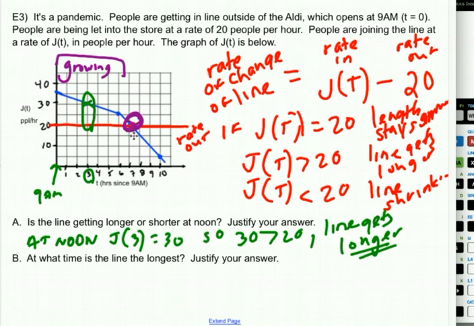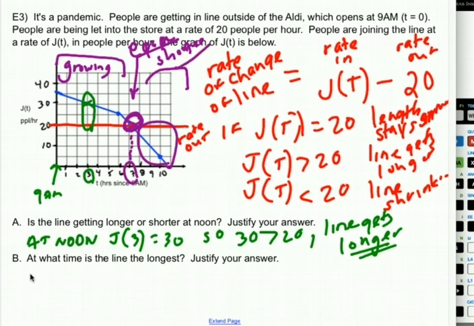At this moment, which would be 7 hours after opening, so that would be 4 p.m., that's the moment when the two are equal. So the line stays the same length, the same number of people arrive and get admitted. And then in this window, the line's getting shorter, because there are more people being let in than are arriving.